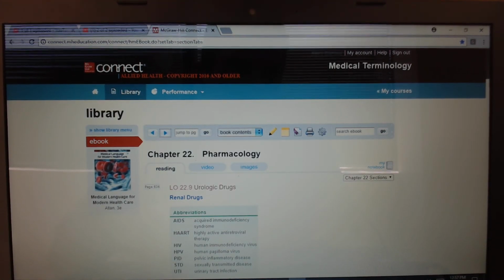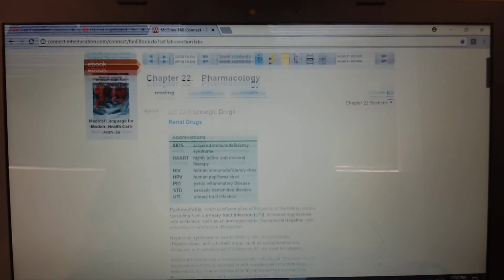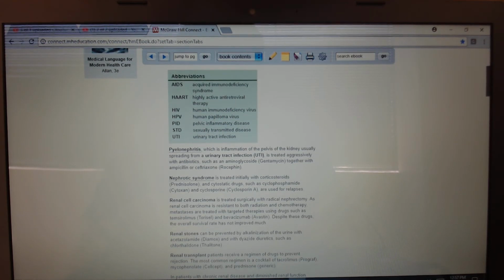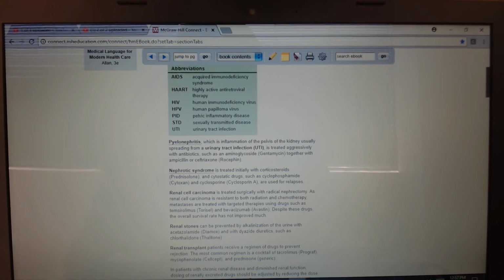Urologic drugs, renal drugs. AIDS, acquired immunodeficiency syndrome, HAART, highly active antiretroviral therapy, HIV, human immunodeficiency virus, HPV, human papillomavirus, PID, pelvic inflammatory disease, STD, sexually transmitted disease, UTI, urinary tract infection.